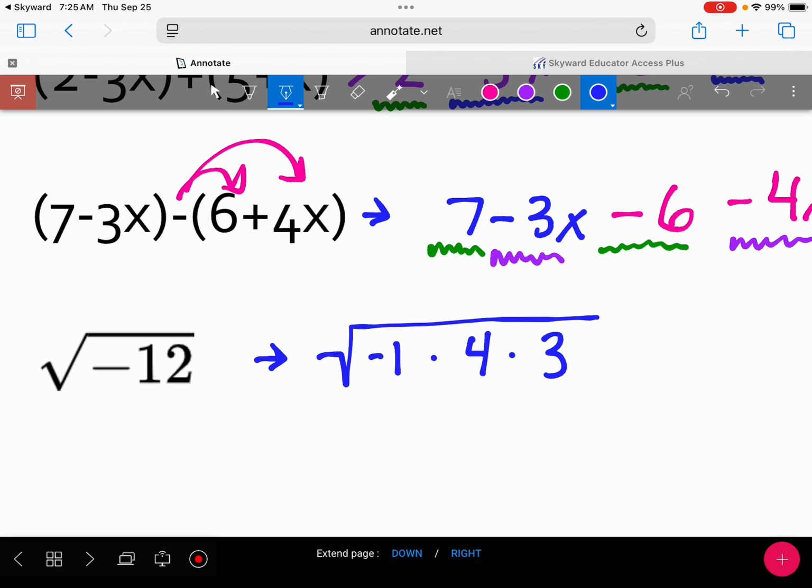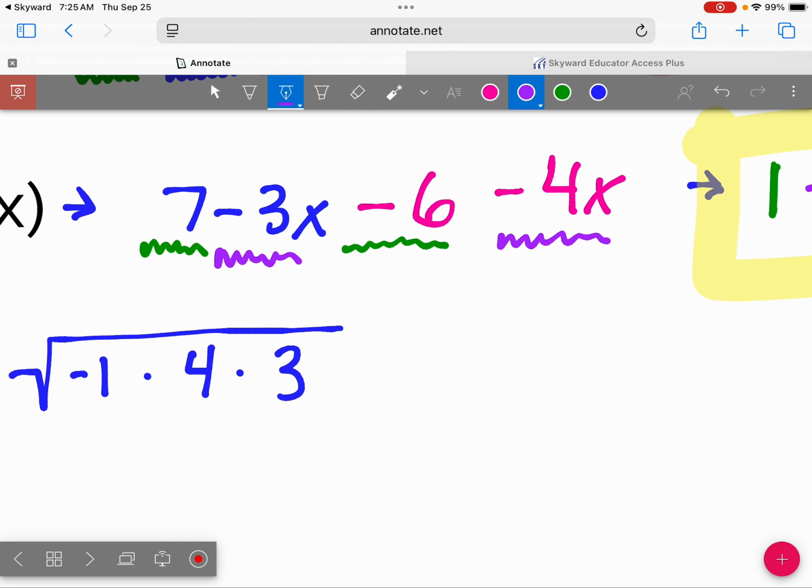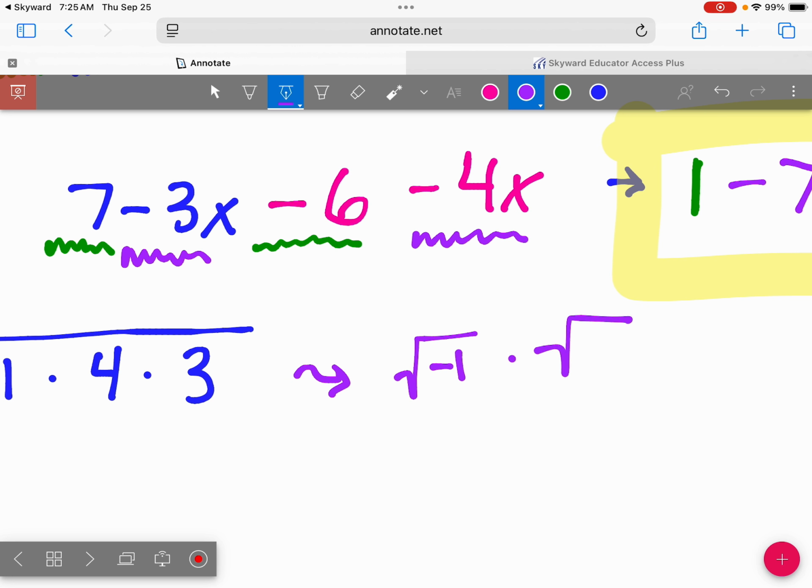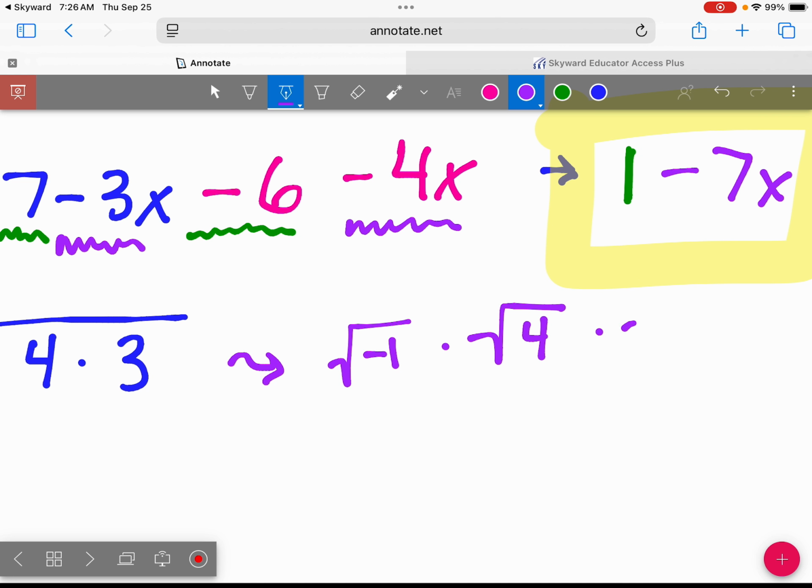So we can split this up into negative 1 times 4 times 3. That still means negative 12. The reason we want to split the 12 up into 4 times 3 as opposed to something like 6 times 2 is because 4 is a perfect square. I want to always try and get a perfect square that will factor out of the number. Because I could rewrite this as the square root of negative 1 times the square root of 4 times the square root of 3.